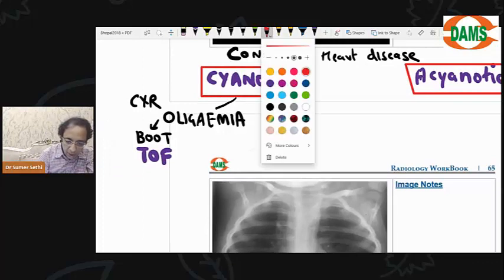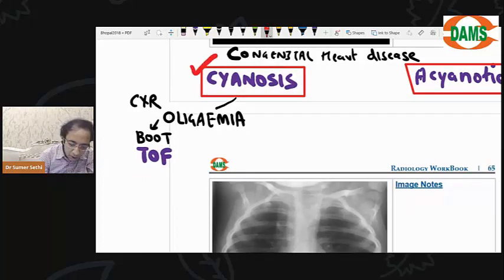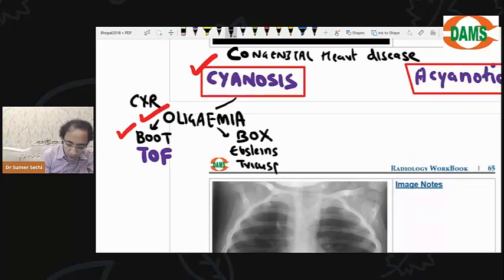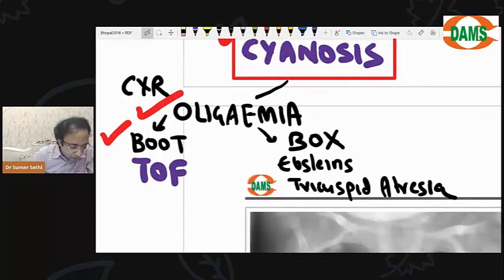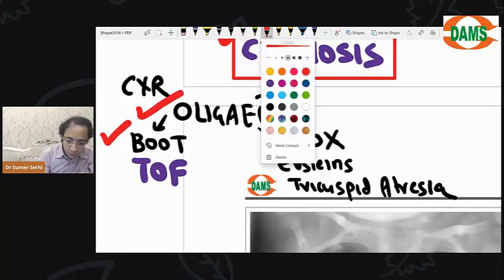Name a congenital heart disease where you have cyanosis, oligemia in the lungs, shape of the heart is like a boot, tetralogy of Fallot. If the shape of the heart is like a box, then we go for things like Epstein's anomaly and tricuspid atresia. समझ आया? Okay, साइनोसिस है बच्चे को. आई कैन सी सम ऑफ यू आर एबल टू आंसर, विच इज वेरी गुड, है ना.